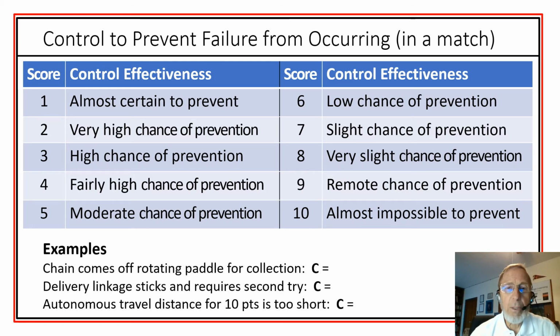The chain comes off. How controllable is it that we could prevent that? Well, I might give it a 5. There may be a chance of preventing it because we know that in certain approaches to collecting our game elements, it makes the paddle more susceptible to higher forces, and therefore the chain pops off. So again, by experience, we might say there was a moderate chance that we could prevent it just by avoiding those situations.